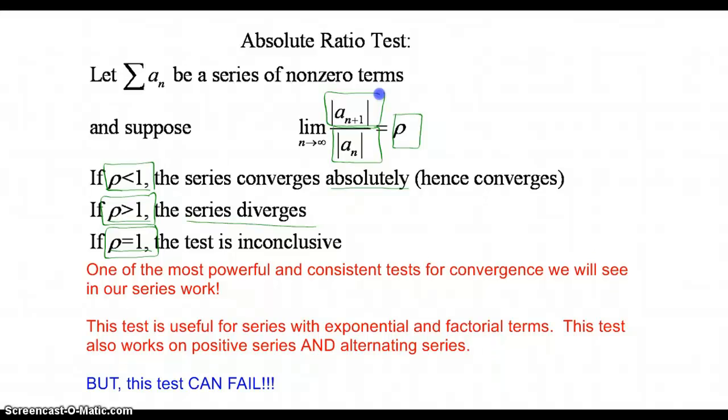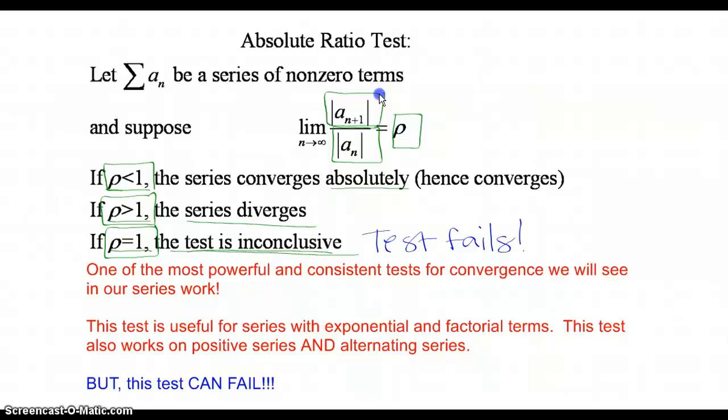If we evaluate that limit as n approaches infinity of the n plus first term over the nth term, and we get rho equals 1, then we don't know what that series does. That series could converge or it could diverge. When rho equals 1, the test is inconclusive. What I have written down here in blue is this test fails. So this is not a foolproof test. That's why we have to have all the other tests.